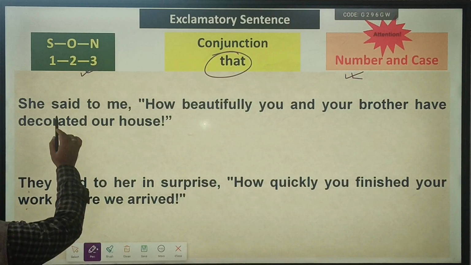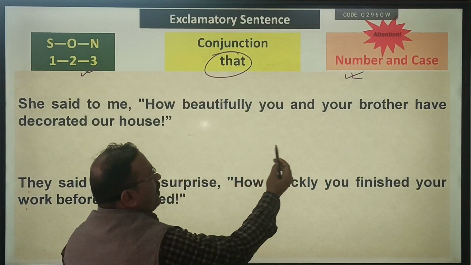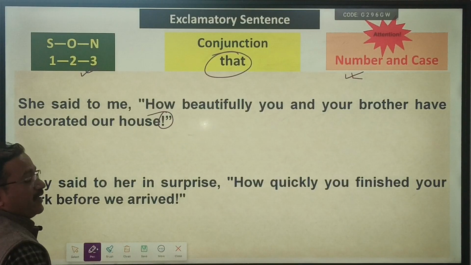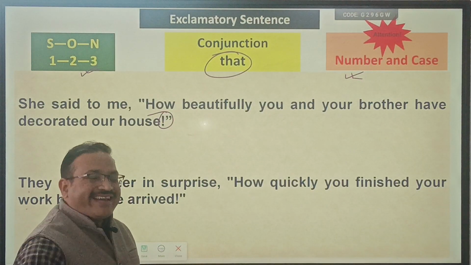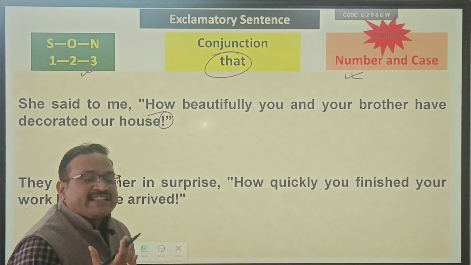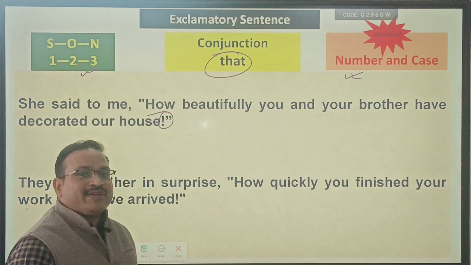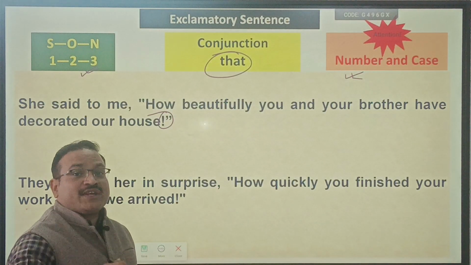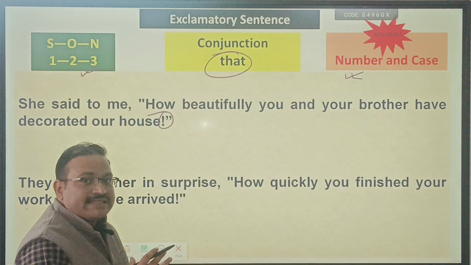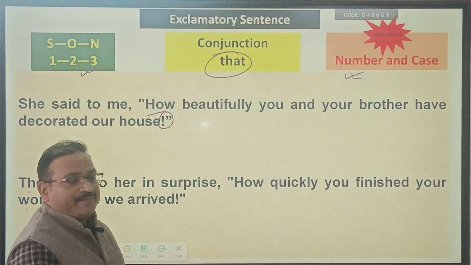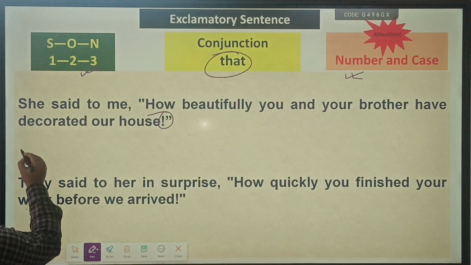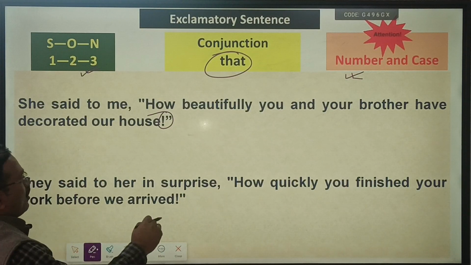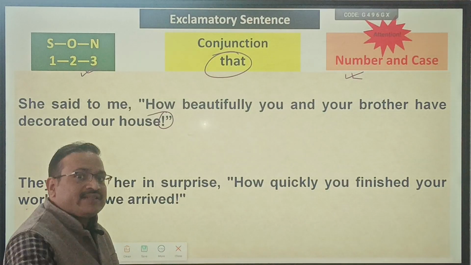Let us see. She said to me, how beautifully you and your brother have decorated our house. This is what? Sign of exclamation. Exclamatory sentence is what? It expresses happiness. It expresses joy. It expresses anger. It expresses surprise. So such sentences are exclamatory sentences. Now, let us change this. She said to me, how beautifully you and your brother have decorated our house. It's a kind of admiration. It's a kind of praise.